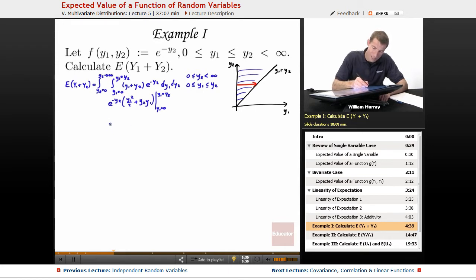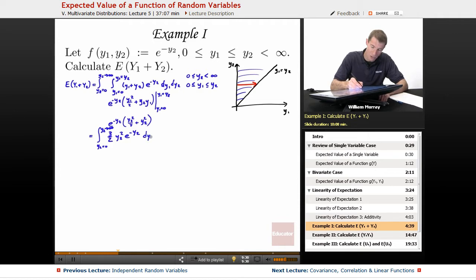And so I get e to the negative y2. And I see I'm going to get, if I plug in y1 equals y2, I'll get y2 squared over 2 plus y2 squared. And I see I can combine those into 3 halves. e to the negative y2 and y2 squared. 3 halves y2 squared, e to the negative y2. And that was just doing the inside integral, so I still need to evaluate the outside integral, y2 equals 0 to y2 goes to infinity of this expression here.